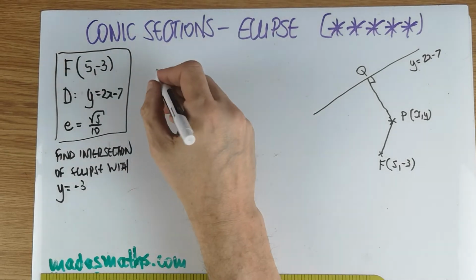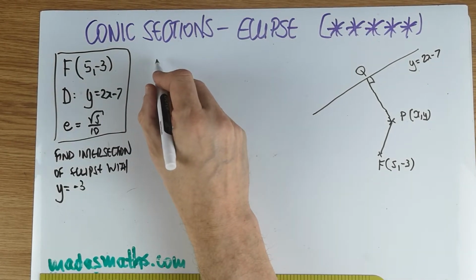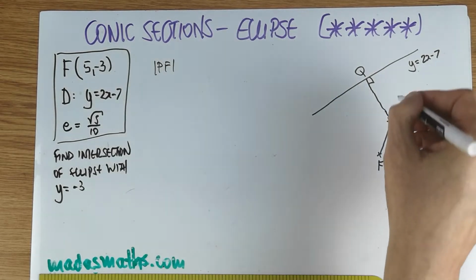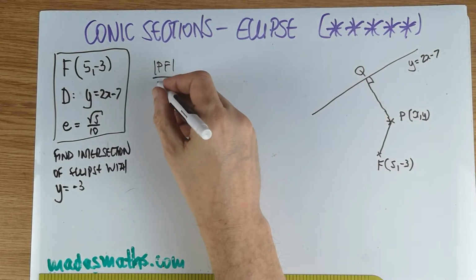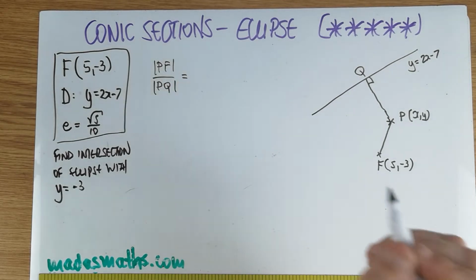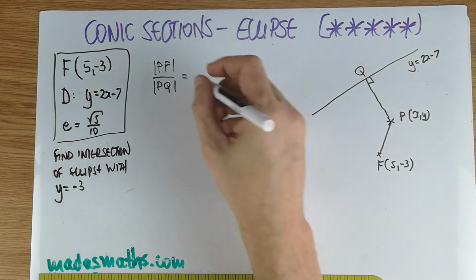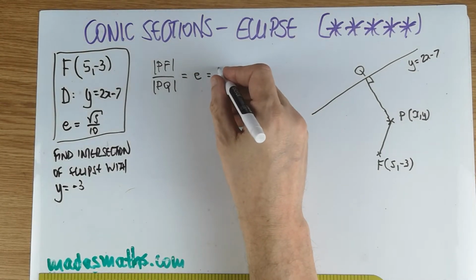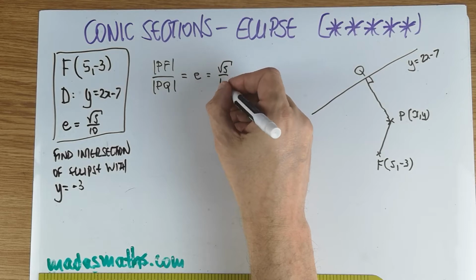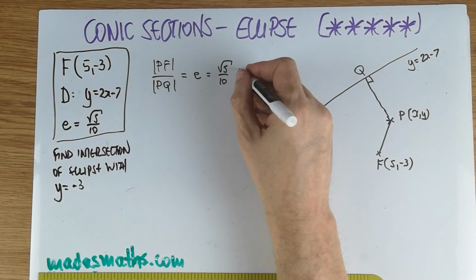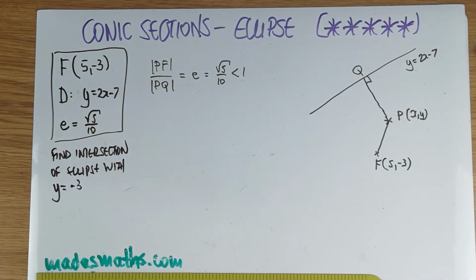So let's write these things down. From this picture, PF divided by PQ is equal to e. And this is in fact given. It's positive and it's less than 1, as we expected.